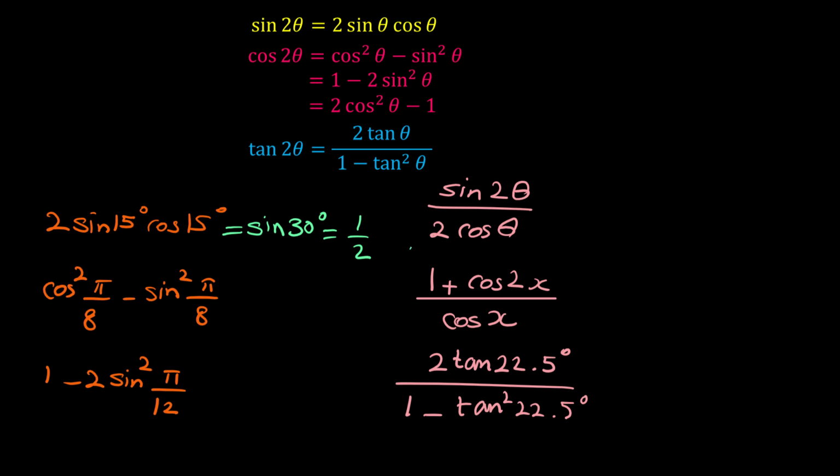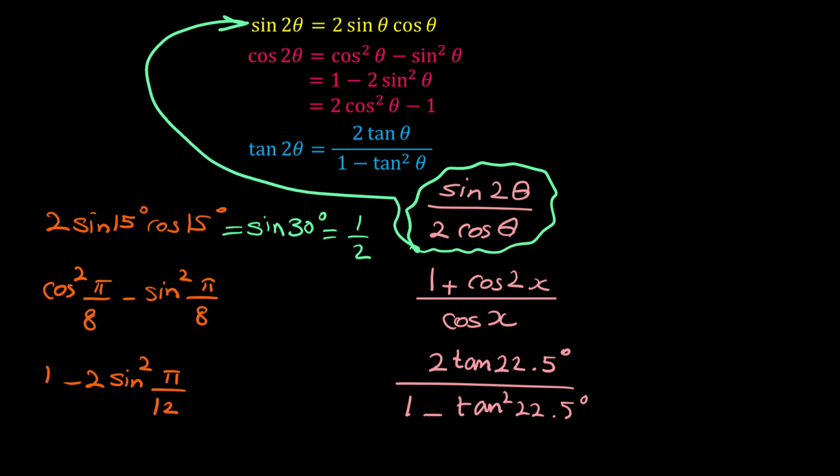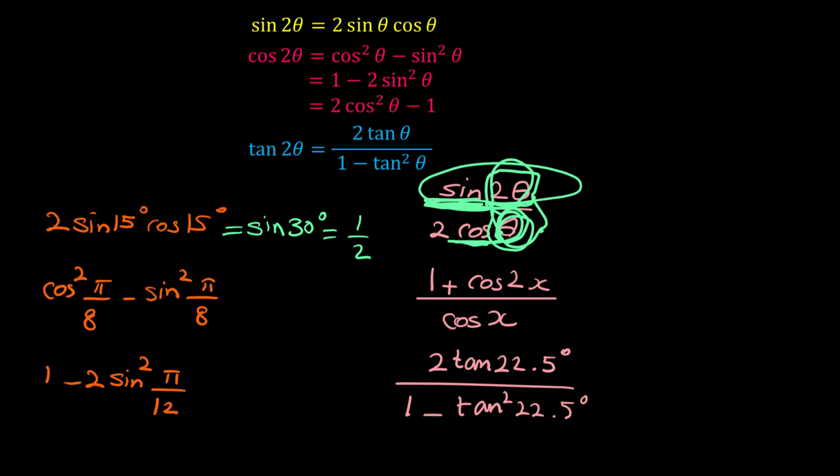The reason that for simplifying this expression we think of this identity is that in the numerator the trigonometric expression is with 2 theta, but in the denominator cosine is with theta, so the angles don't match each other. So we think of changing this angle from 2 theta to theta. For that reason, we use this identity.